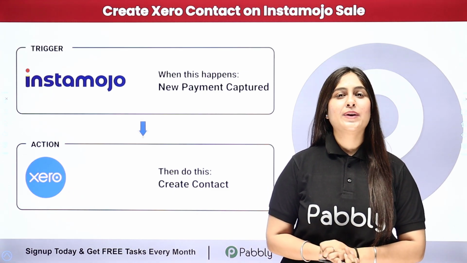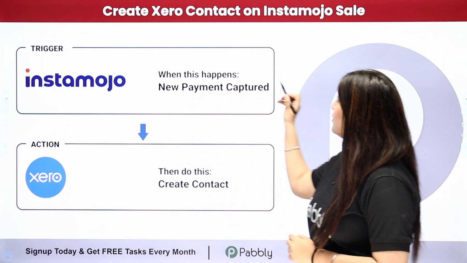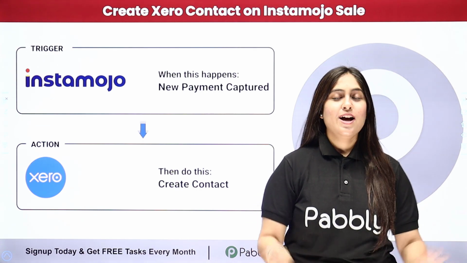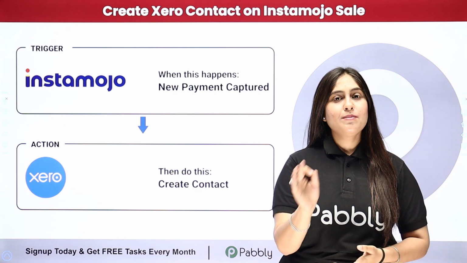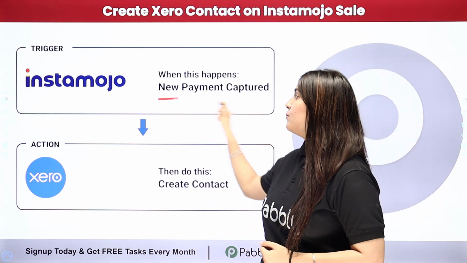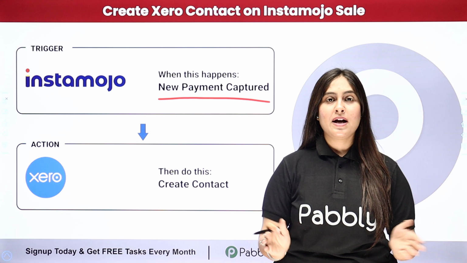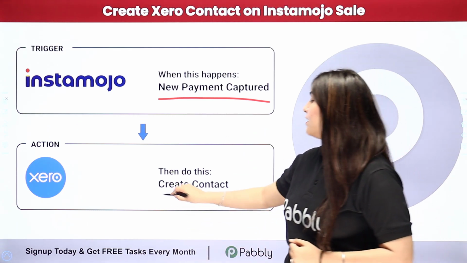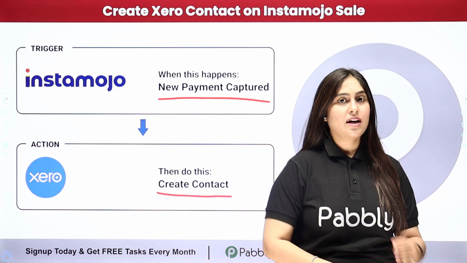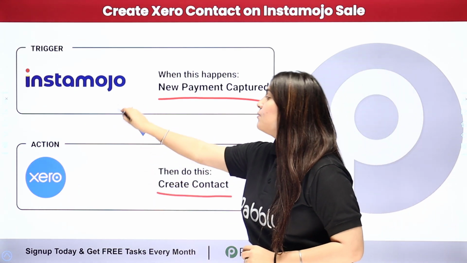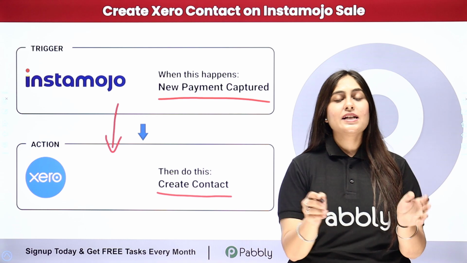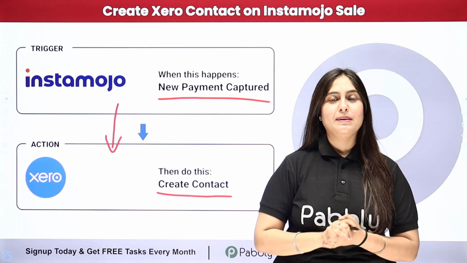In this video, we are going to understand how to create a Xero contact on Instamojo sale. So I sell online products and services using Instamojo, and here my objective is that whenever I receive a new payment through Instamojo, then automatically that customer should be created as a new contact in my Xero account. So now here to automate the entire process, I need to connect my Instamojo with my Xero account using an automation software named Pabbly Connect.